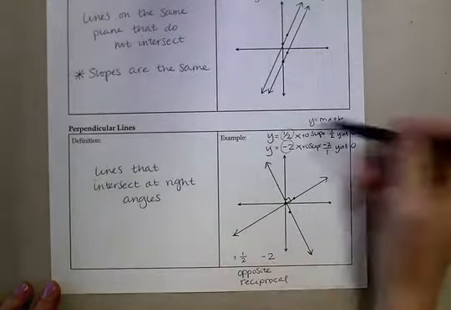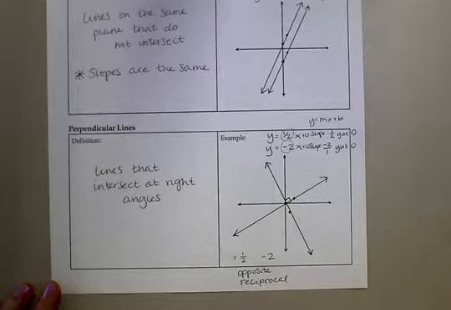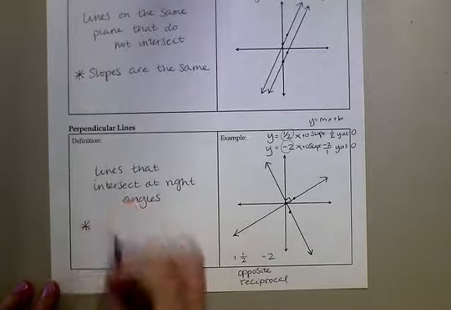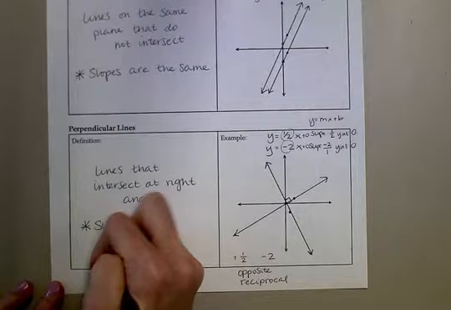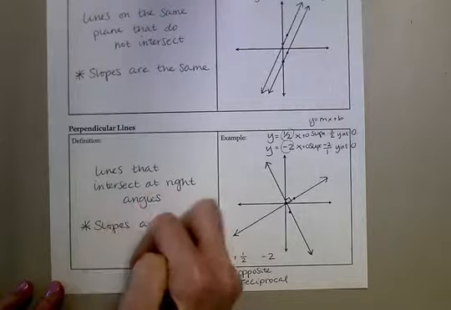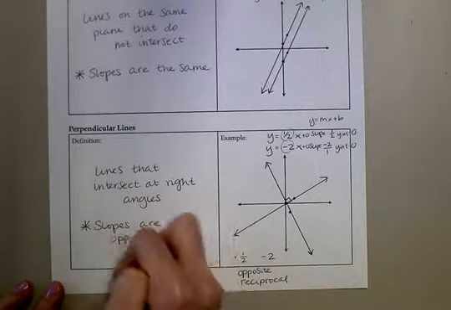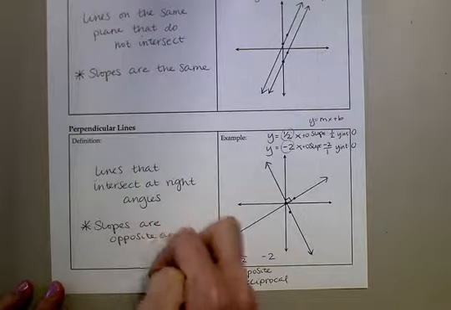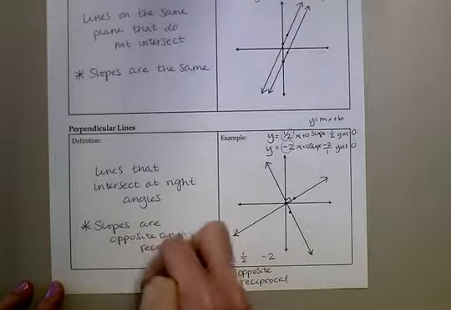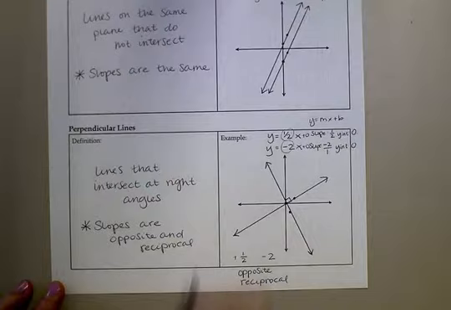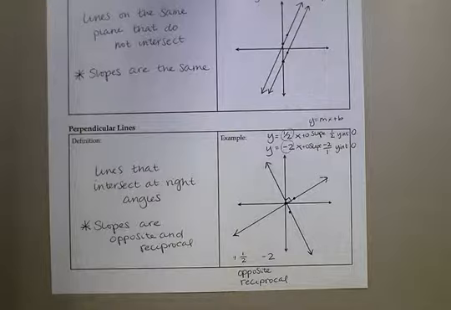So the slopes, notice, are opposite and reciprocal of each other, and that will be the case with all perpendicular lines. Okay, the slopes are opposite and reciprocal. So you'll have one positive slope, one negative slope, and then they will be reciprocal of each other.